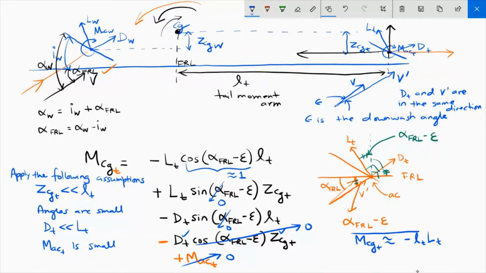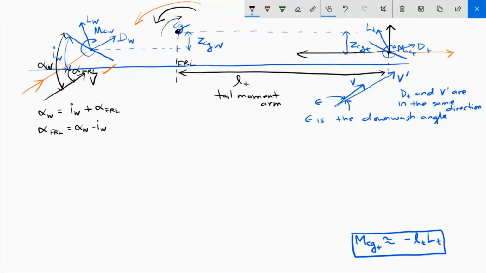Okay, so we obtain a very simple equation at the end. So the moment caused by the tail, I'm going to skip writing CG because we understand that we are concerned with moment about the center of gravity. So moment caused by the tail is equal to minus LT.